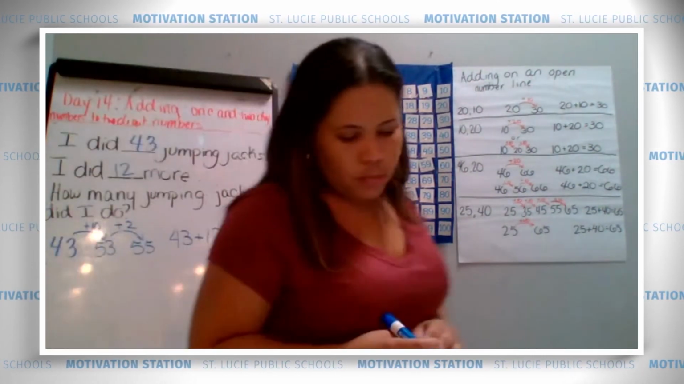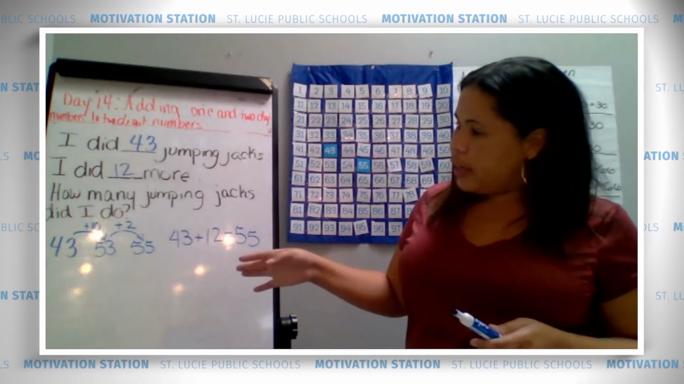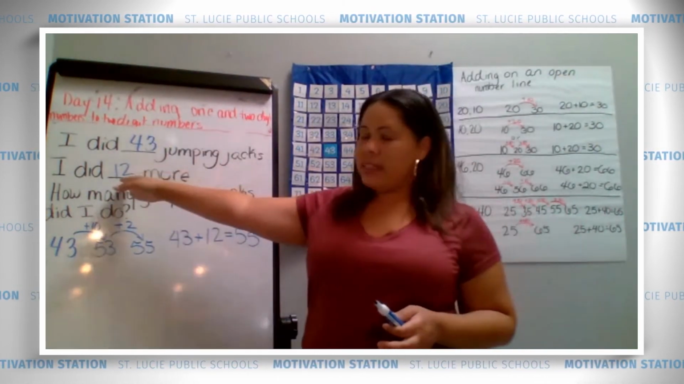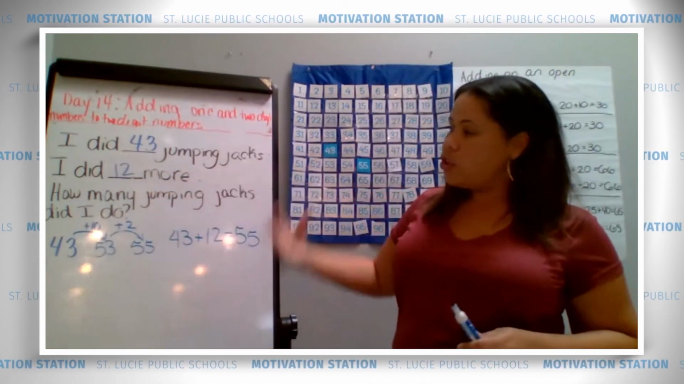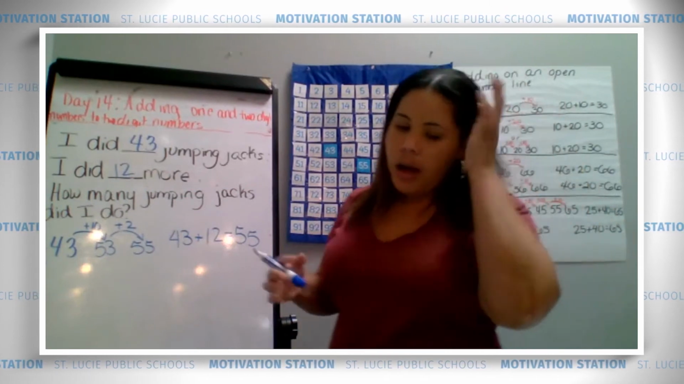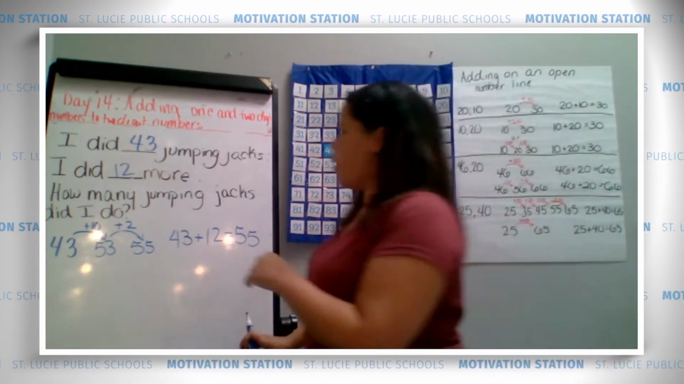Okay. 43 is the number we started with. The plus 10 stands for what? What are we thinking? Yes, the plus 10 is the one 10 in 12, and then the 2 is the 2 ones. Okay. I'm going to now add bigger. Are you ready? All right.